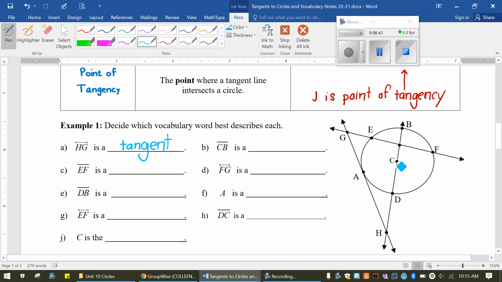The next one, CB. C is the center, going to an endpoint of B on the circle. So this is a segment from the center to an endpoint on the circle, which is a radius. EF, look at the notation here. There are no arrows, so that's a segment, starting here, ending here, connecting the two. So that's a segment with endpoints on the circle. That is a chord.